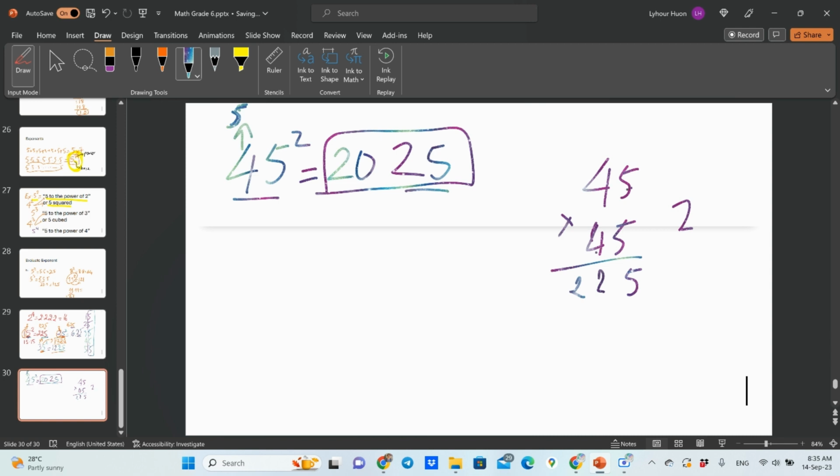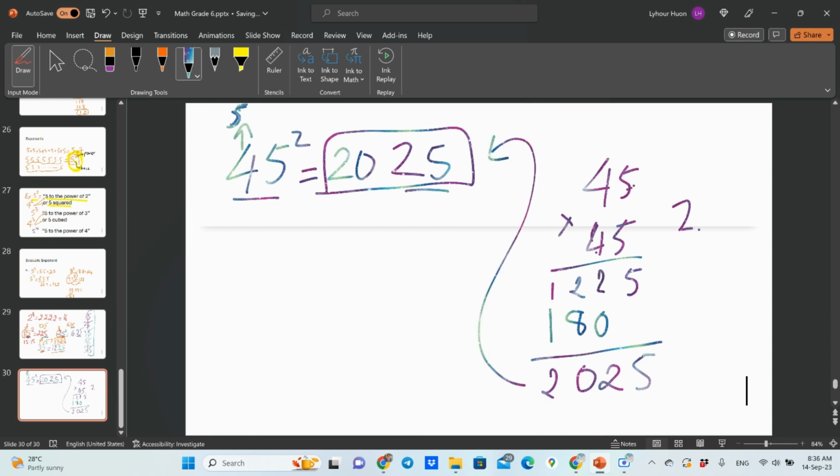Well, yeah, 4 times 5 is 20. So 2. 4 times 4 is 16. 16 plus 2 is 18. So we have 5, 2. This is 10, so 0 and carry 1, 2. Right, so it's 2025. Correct. So our answer is correct.